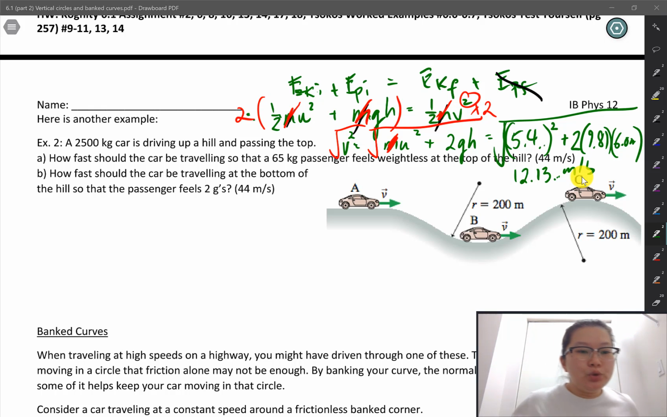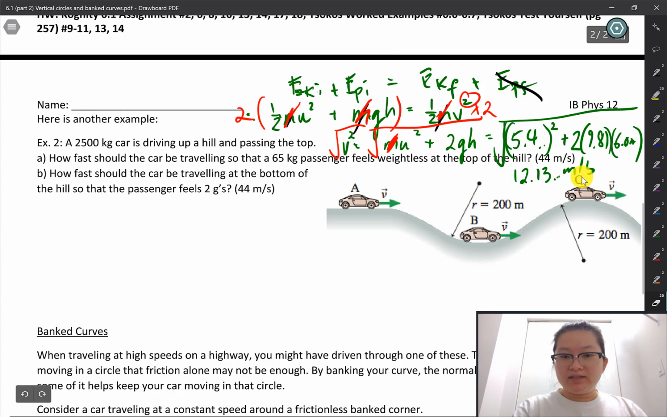Okay, example 2. A 2,500 kilogram car is driving up a hill and passing the top. How fast should the car be traveling so that a 65 kilogram passenger feels weightless at the top of the hill? The second question is, how fast should the car be traveling at the bottom of the hill so the passenger feels 2 Gs? Ooh, 2 Gs. We'll talk about that in a second.